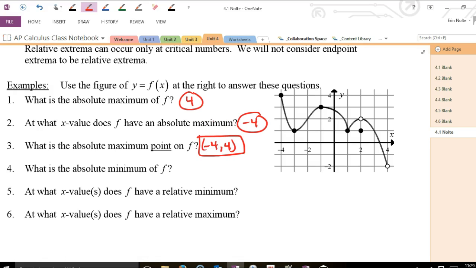So if they ask you about the absolute maximum or minimum, you're going to give an answer that's the y value. If they're looking for the x value, they're going to specifically say, what's the x value? Or they'll say specifically the point.